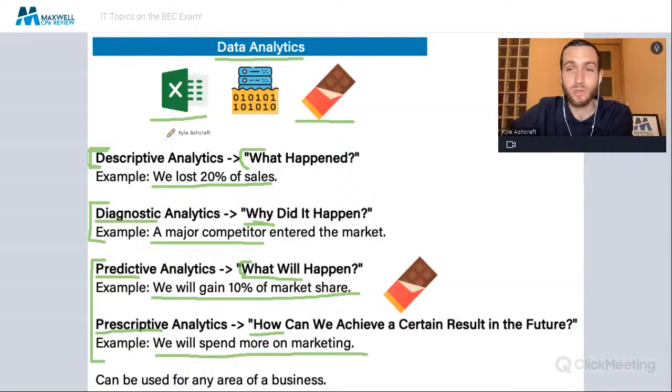So once again, we have the descriptive and diagnostic analytics that are looking back. Descriptive is what happened. Diagnostic is saying, why did it happen? And then the predictive and prescriptive analytics are talking about the future. Predictive is simply saying what will happen. And then prescriptive is talking about how we can get a certain result in the future. So that's how data analytics works.